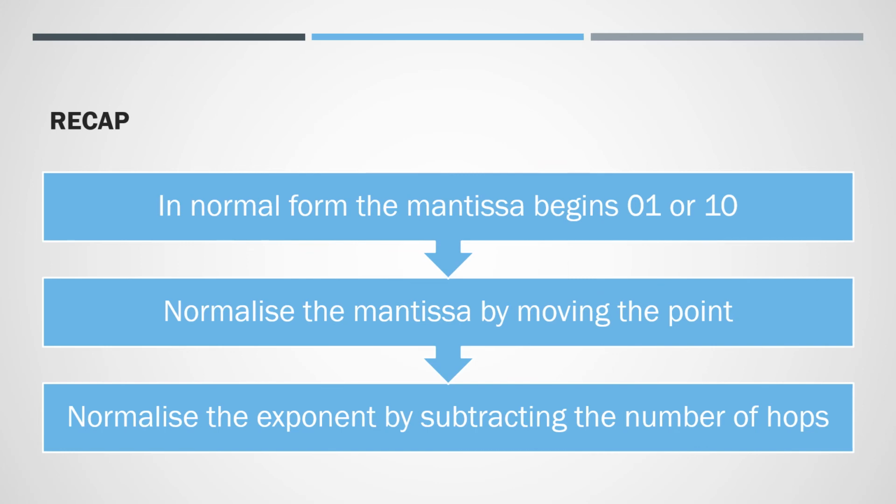Okay, so let's just recap. If a floating point number is correctly represented, then the mantissa must begin with 01 or 10. And if you see a mantissa that's not like that, you normalise it by moving the point along, and so that we can preserve the value of the floating point number, we normalise the exponent too, and that's always a subtraction.